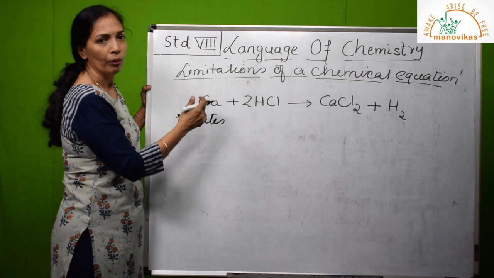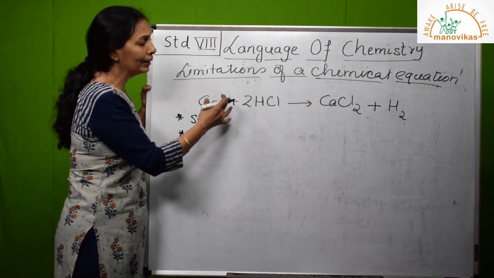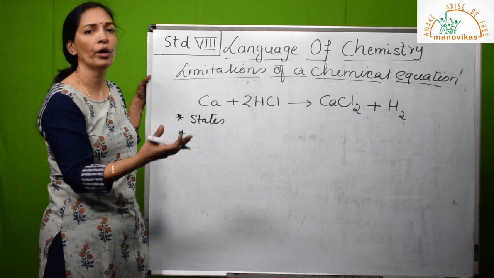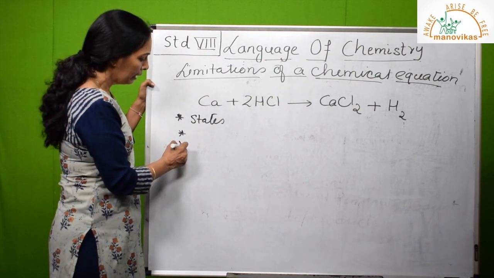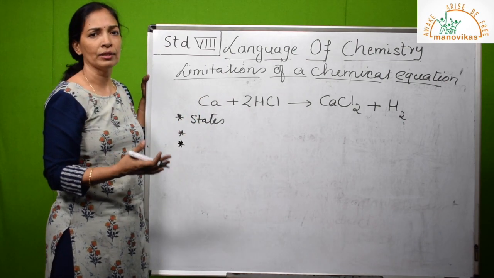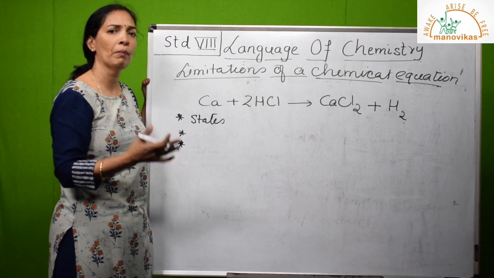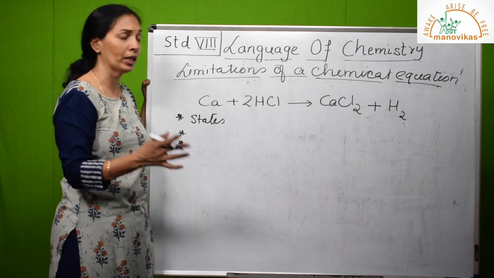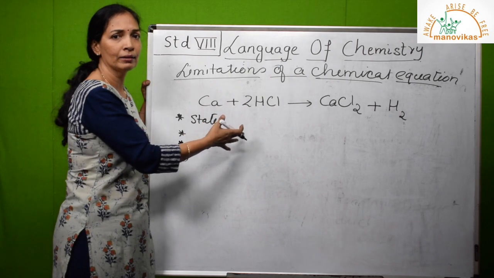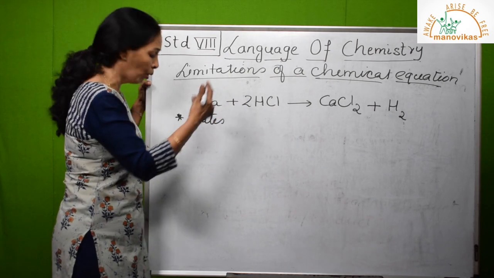The second problem with this is it doesn't tell whether the chemical reaction is completed or not. The third thing is it doesn't tell the speed of the reaction. Some reactions are very fast, some are very slow and some are moderate. So you cannot make out, looking at the chemical equation, whether the reaction is fast, slow or moderate.